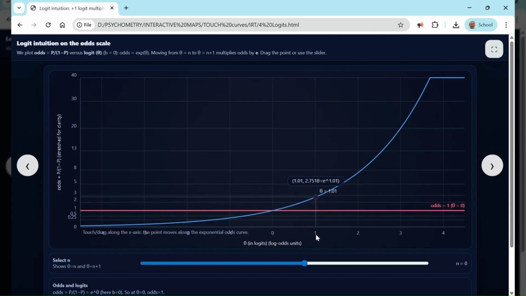If you go to 1 logit, the odds will increase by 2.7. If you go up to 2 logits, it will increase by 7.2. If you go up 3 logits, it will increase 20. If you go 4 logits, it will increase up to about 54 times. So quite a lot. If you go down from 0, the odds will decrease by 0.37, about to 1/3. And if you go down further, it will decrease to 1/9.